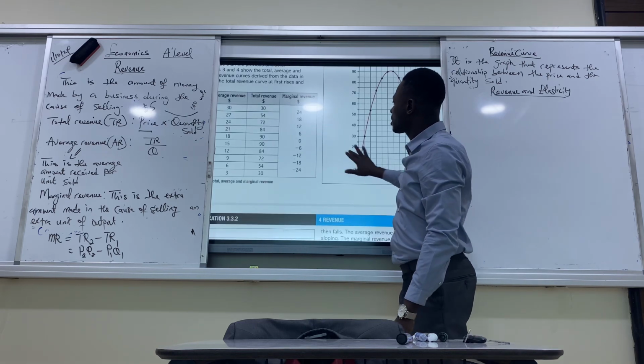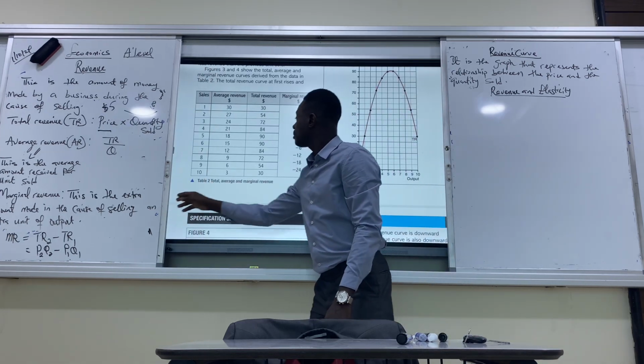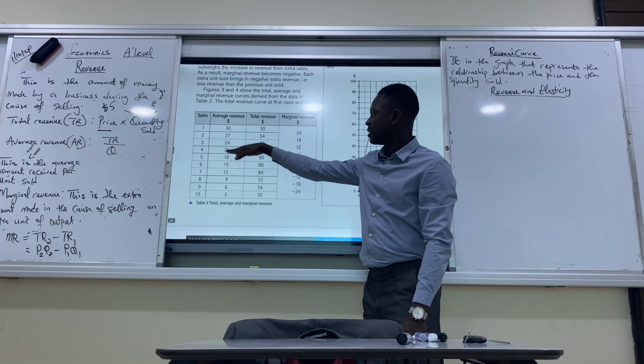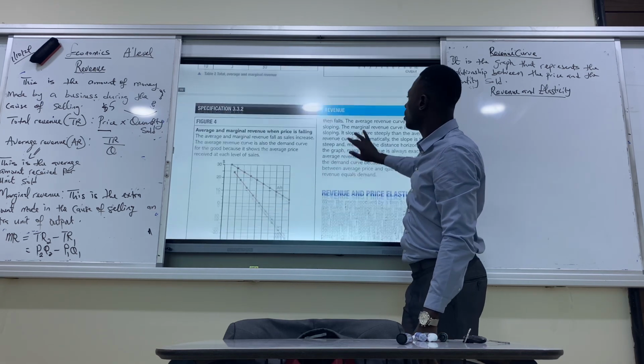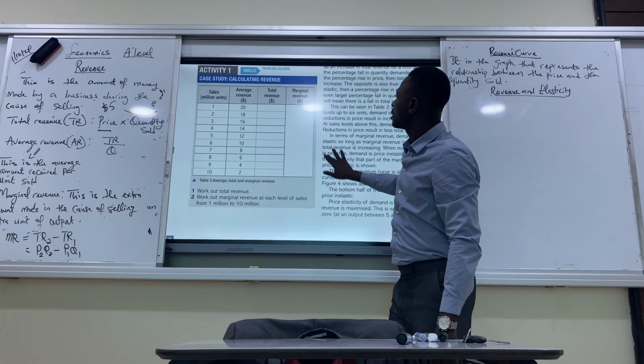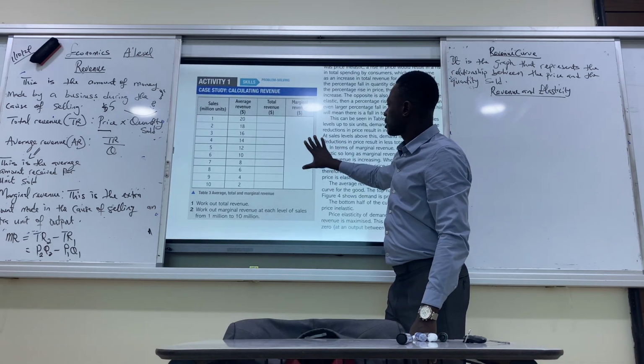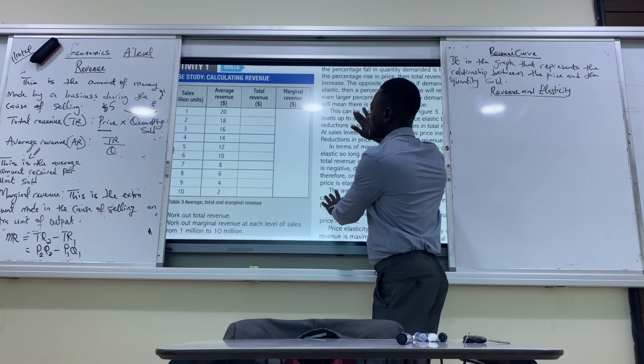Okay, here we have this. It said there's a sales, there's an average revenue, there's a total revenue, there's a marginal revenue. Okay, no, where's the activity? Okay, here. Okay.